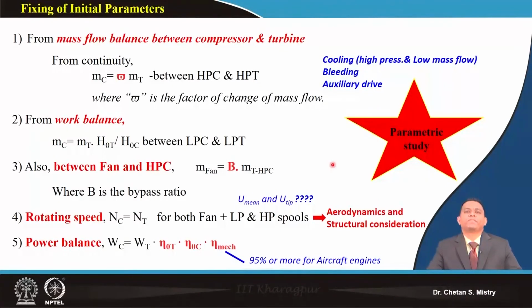Engine manufacturing companies have their in-house design codes with which they design the engine. There are commercial codes also available which students, or maybe new startup companies, can use to do the cycle analysis. So optimization or the parametric study of all these parameters is very important. All these parameters are of great importance to us.